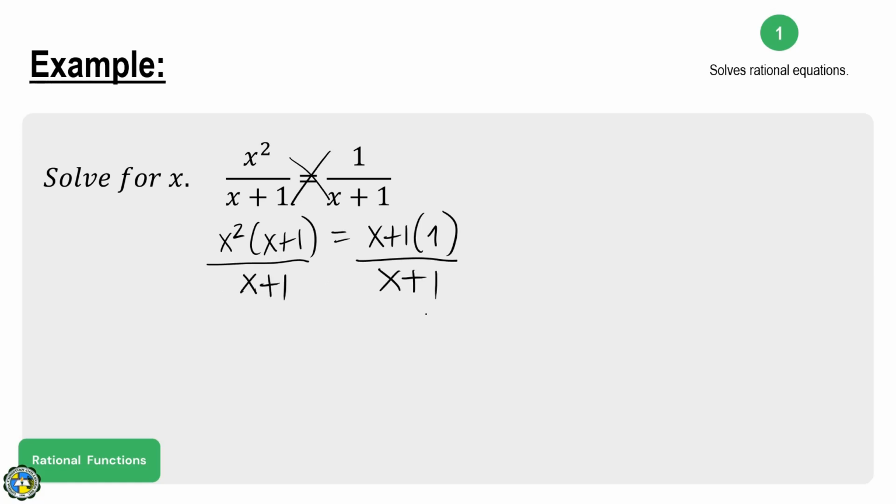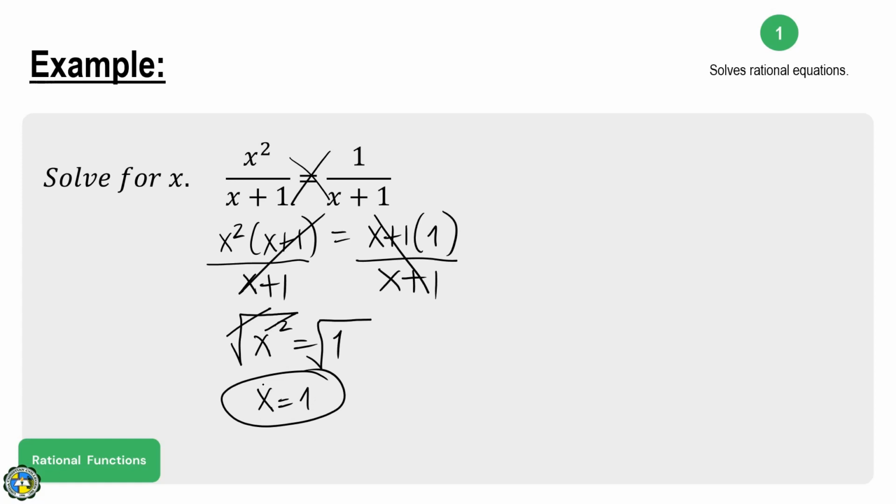So divide both sides by x plus 1. So cancel out, leaving x squared equals 1. And for us to get only x, what we can do para matanggal tong si 2 is to get the roots or the square root of both sides. So, what will be the square root of x squared? That will be x equals 1 po. So, this will be our final answer.